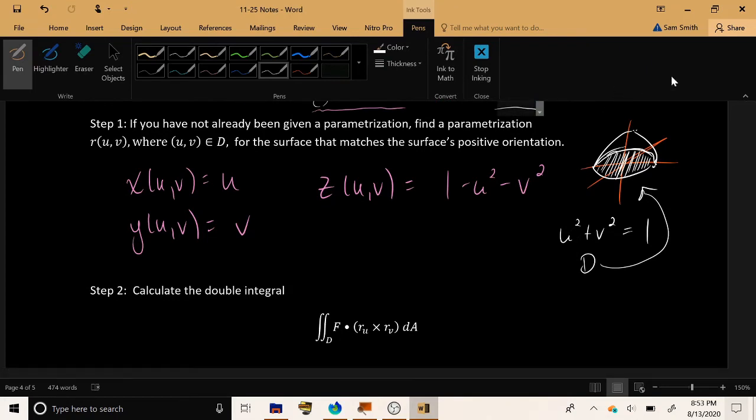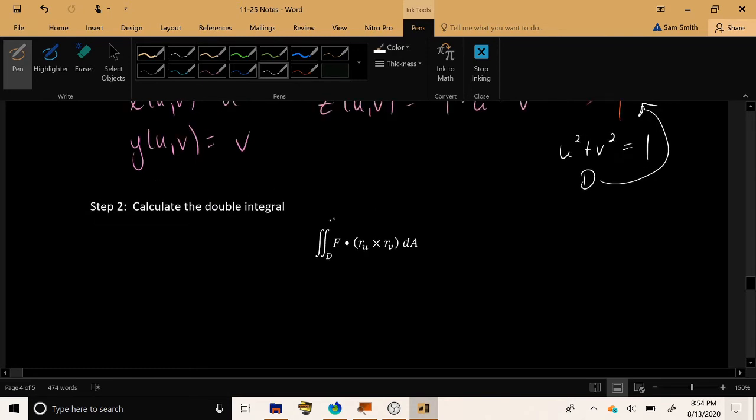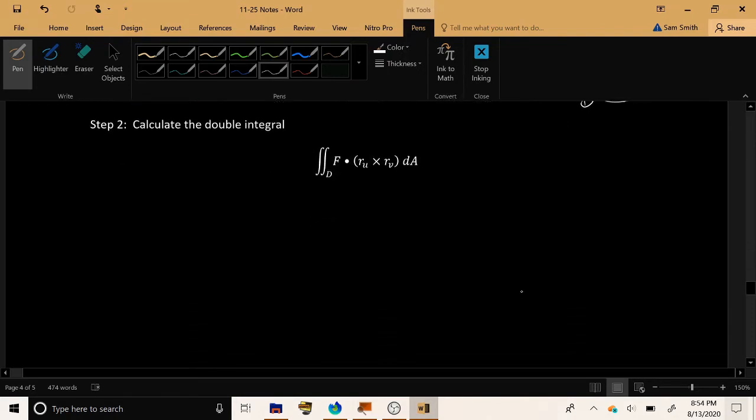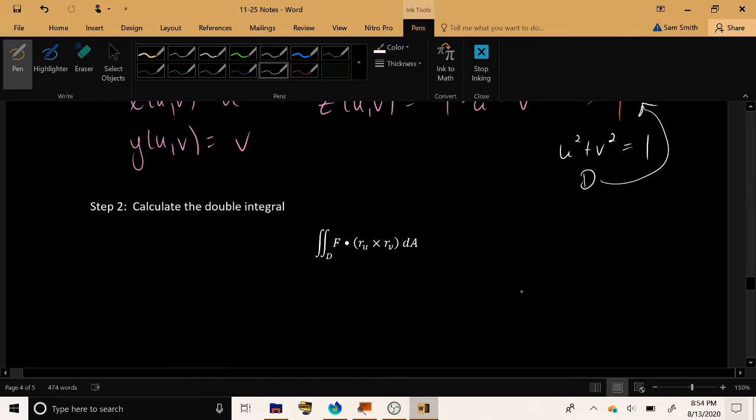Okay, so now that we've found a parameterization, our next step is to calculate the following double integral. Integrate the vector field F dotted with r_u cross r_v. Okay, so in some sense a little bit easier than the surface integral for multivariable functions, because at the very least we don't have to find the magnitude of the cross product here. We just have to dot that cross product with the function F. So let's go ahead and get started with that on our running example.